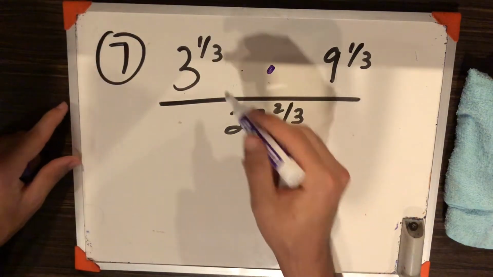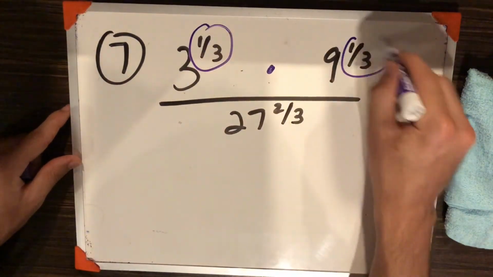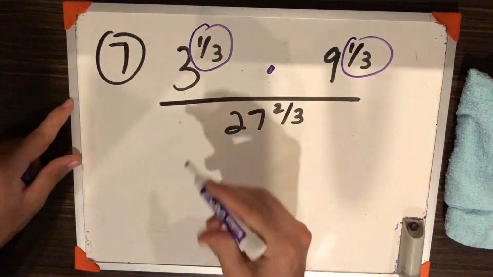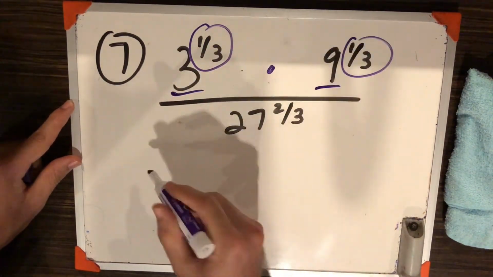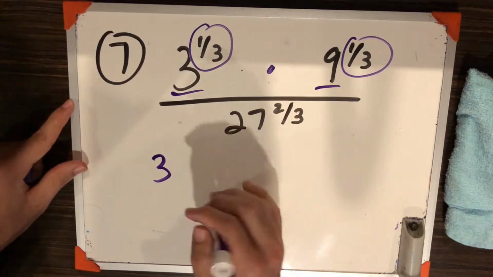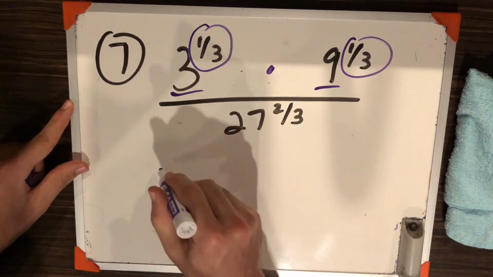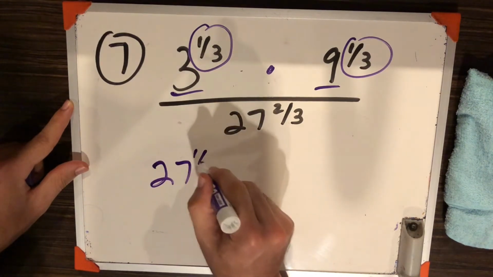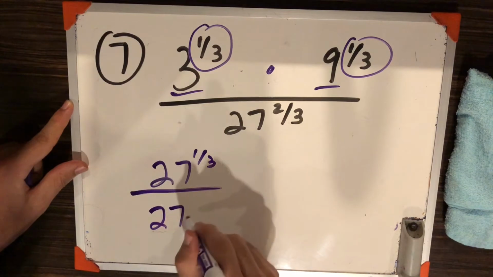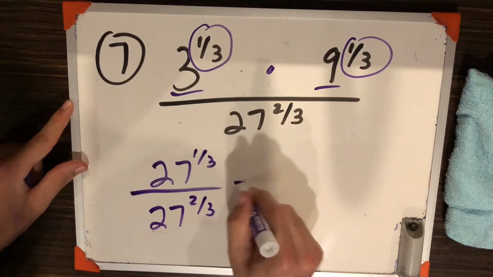What we can end up doing, again, is take this piece by piece, to the top first. 1 over 3, 1 over 3, we have the same exponent. So what we can do is multiply our bases. So 3 times 9 is 27. So that would end up being 27 to the 1 over 3 power. Of course, we have our denominator, which is 27 to the 2/3 power.